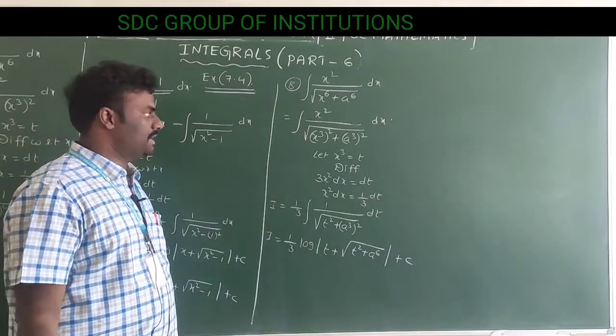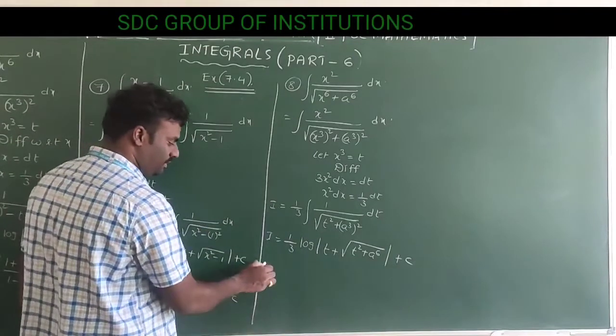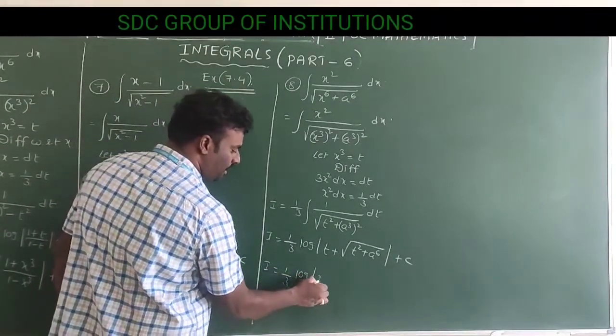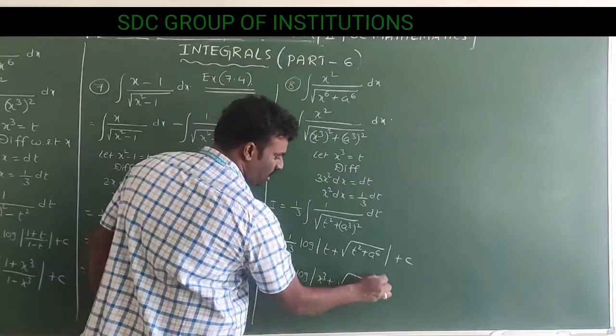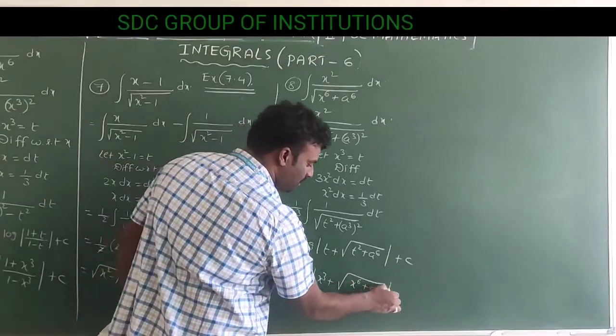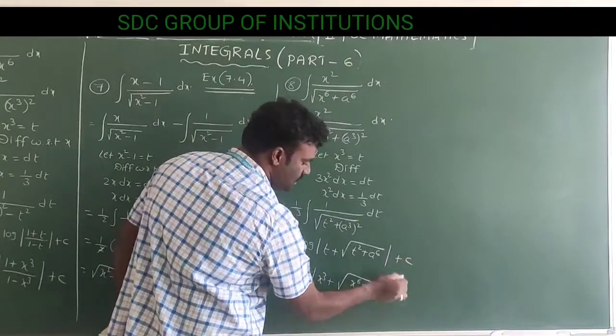plus c. In place of t you can substitute x cube. Then I equals 1 by 3 log mod x cube plus under root of x cube whole square, that is x power 6 plus a power 6, plus c is the answer.